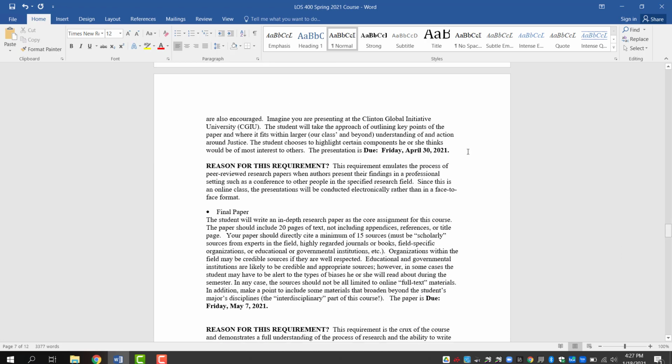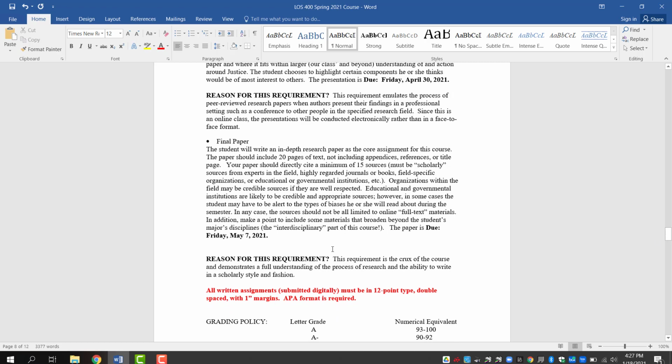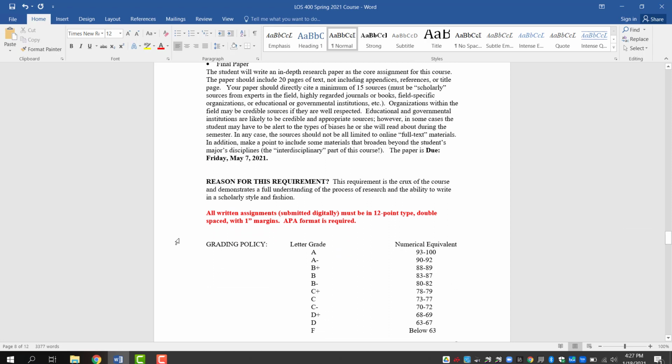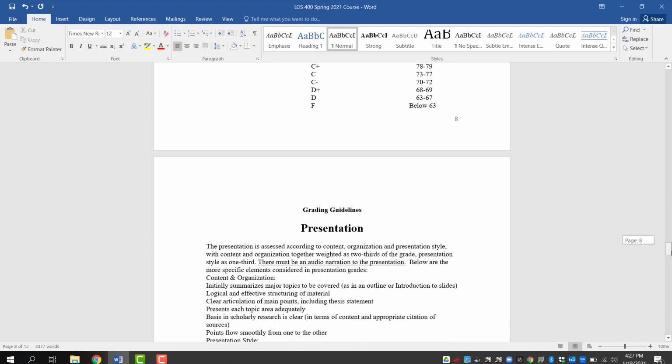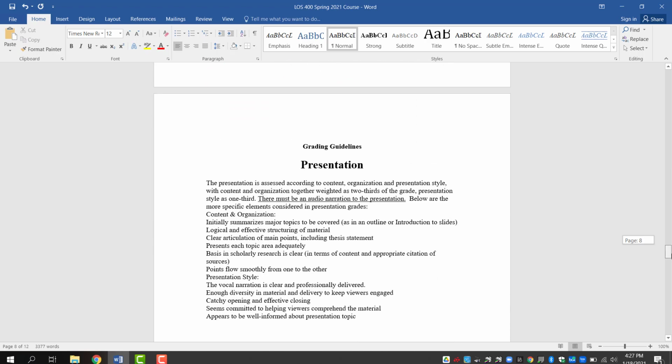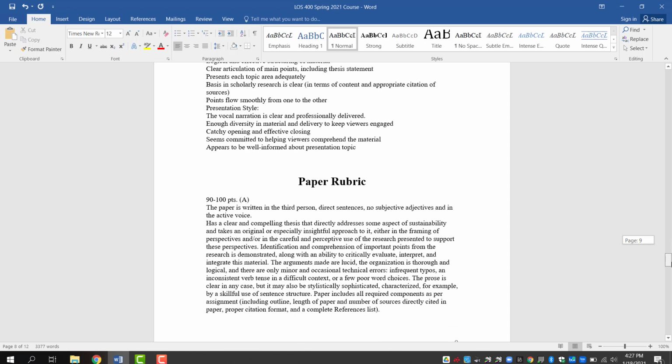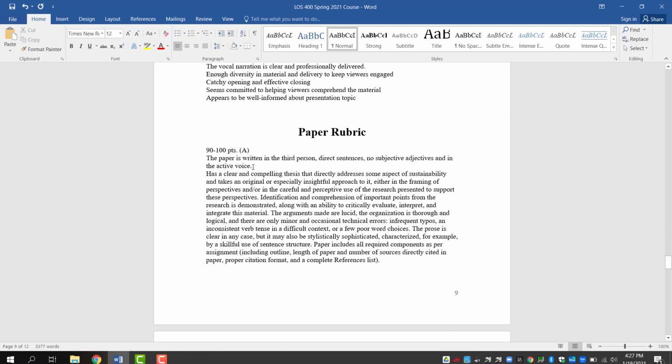By the way, the presentation will be due April 30th, and your final paper will be due May 7th, which is the day before graduation day for some of you. All papers have to be in digital format and emailed to me. First of all, they will be sent on the discussion post. 12-point type, double space with 1-inch margins, APA format with citations and so on. And these are the grading guidelines for the presentation and the rubric for the paper. This is going to be important.